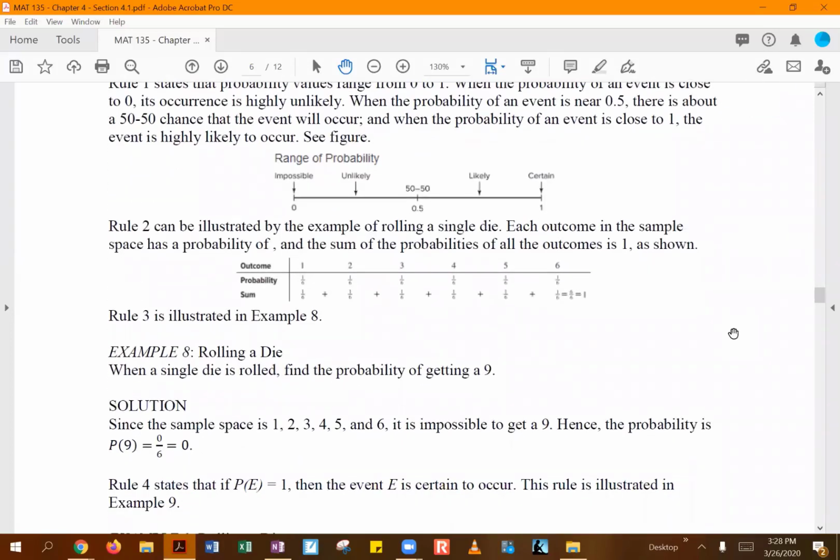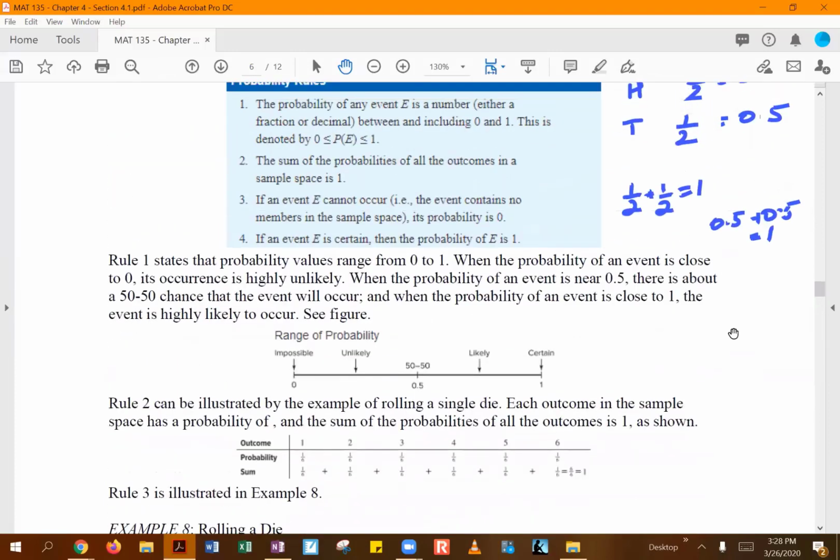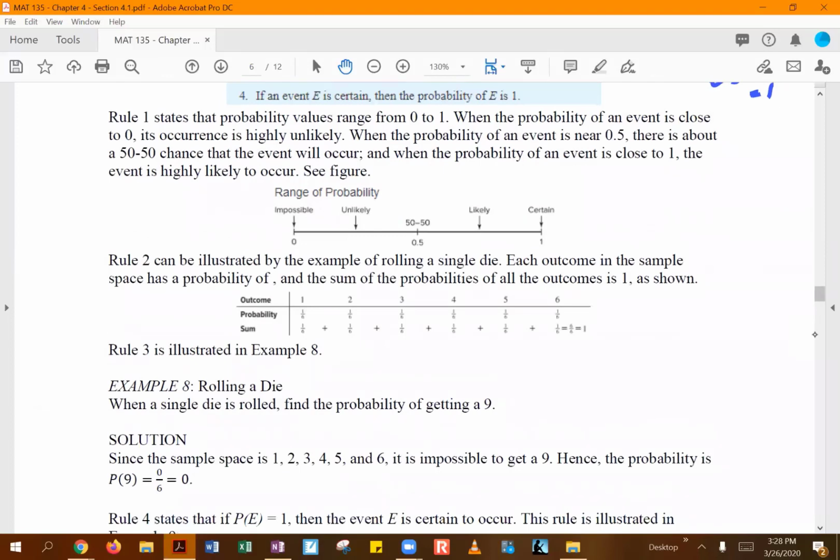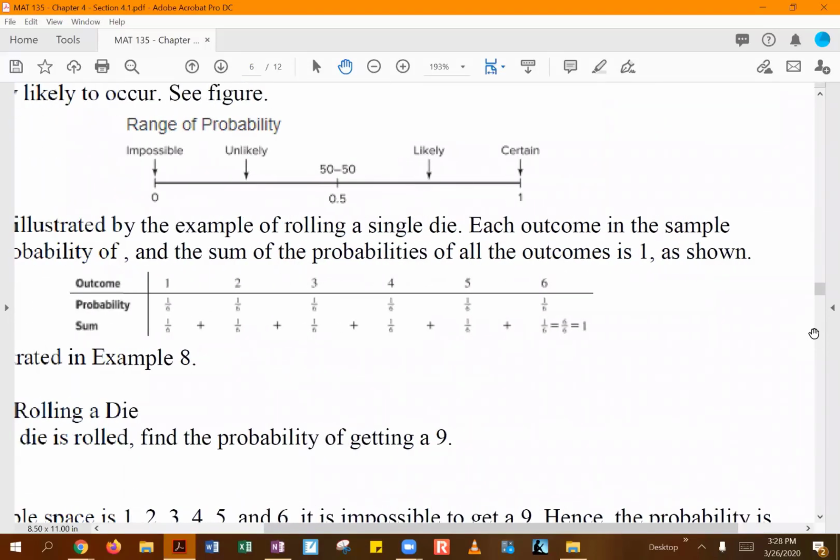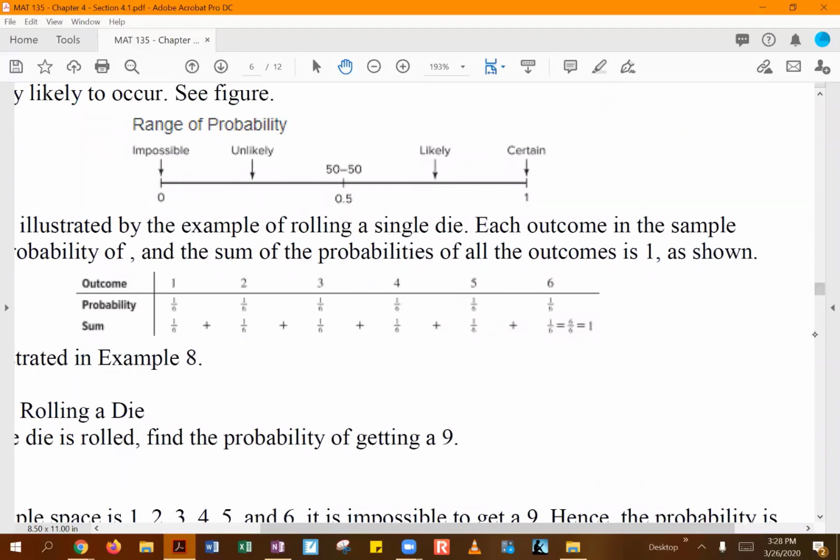And then here, they're actually talking about rule number 2, which is where they said that if you add the probabilities of all outcomes in your sample space, it should add up to 1. So that's what this one is talking about. This is actually rolling a die. If you get the face of 1, we know it has a probability of 1/6. If you get a face of 2, that also has a probability of 1/6, and same thing for all the other faces. So if I add all of these, 1/6, 1/6, 1/6, it adds up to 6/6, which actually comes out to be 1.